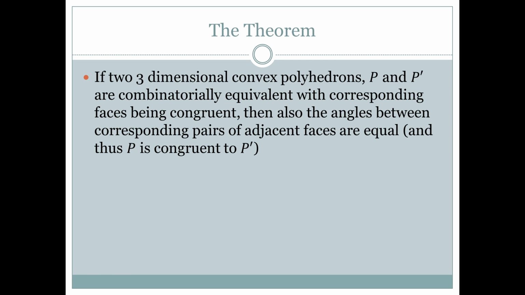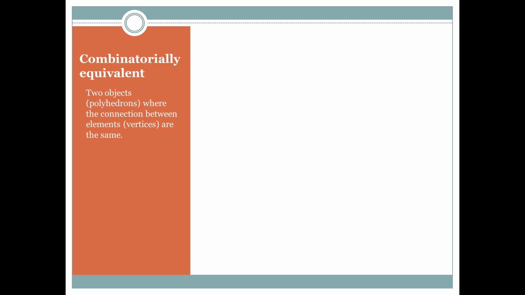Just really quick to define combinatorially equivalent. So any two objects, in this case we're dealing with polyhedrons, where the connections between the elements, in this case the vertices, are the same, then they are combinatorially equivalent.